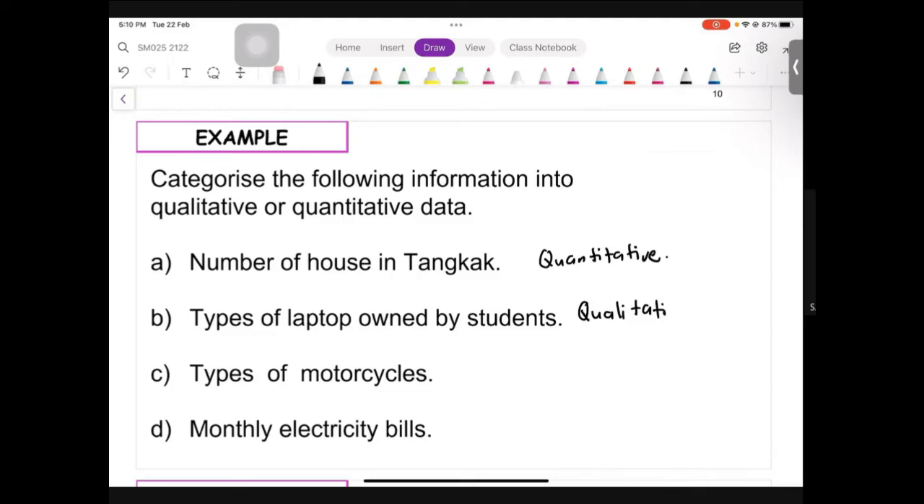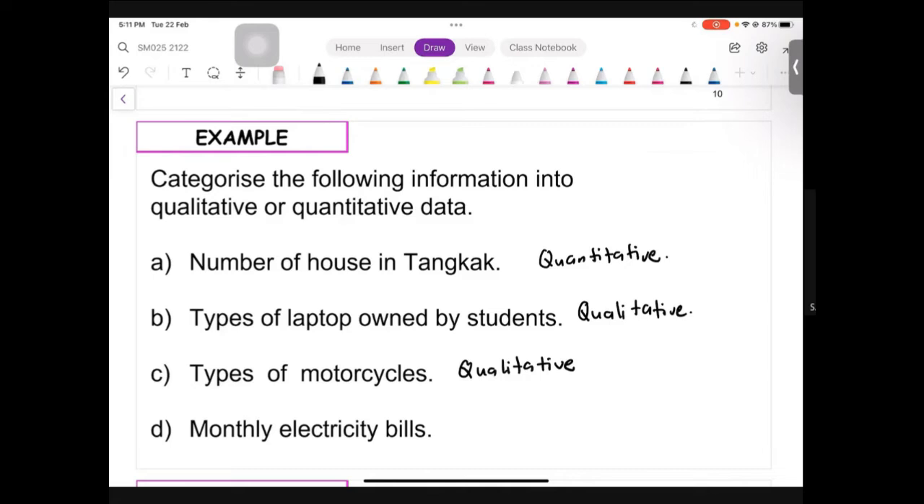Qualitative, yes. Saya rasa macam asyik saya tersalah sebut je. Buntut dia, sebutan dia macam pelik kan? Qualitative. Okay. Next one, types of motorcycle. Lagi sekali, awak bukan nak kira bilangan. Awak nak tahu jenis-jenis motor. Yamaha, Suzuki, macam tu. So, this is also qualitative.